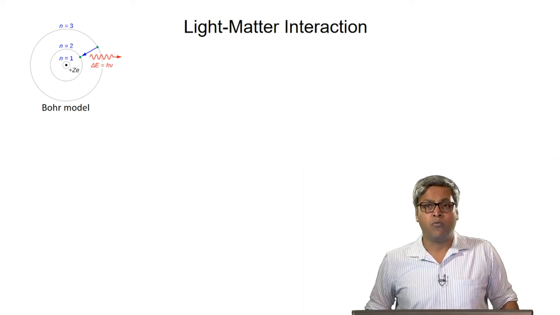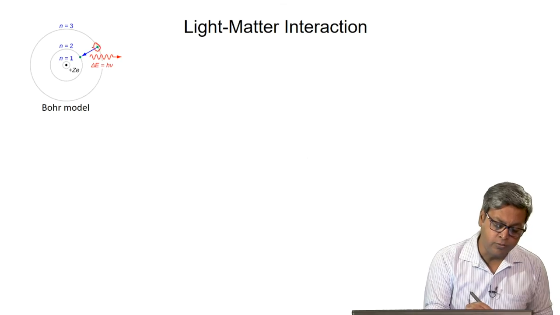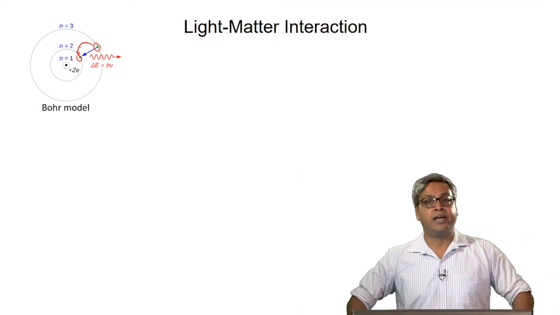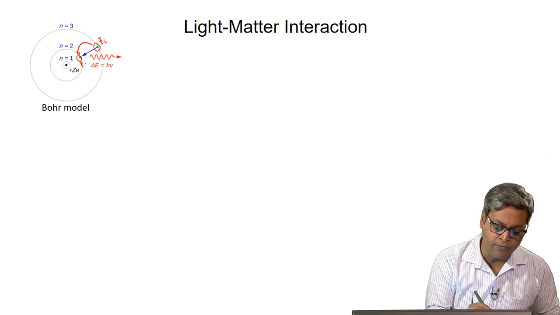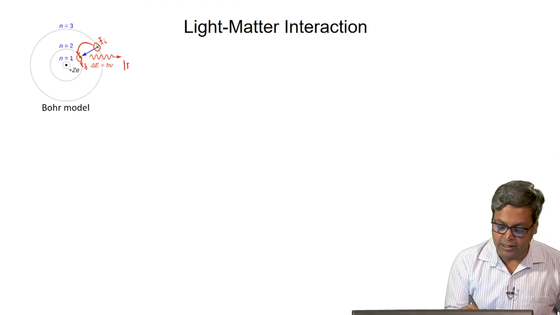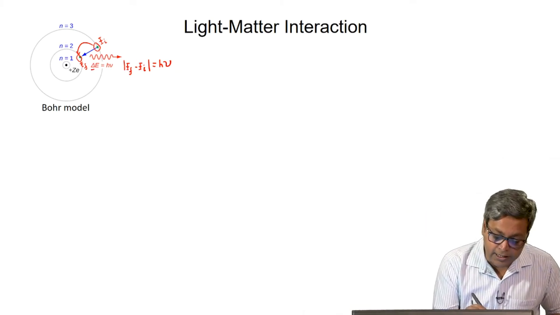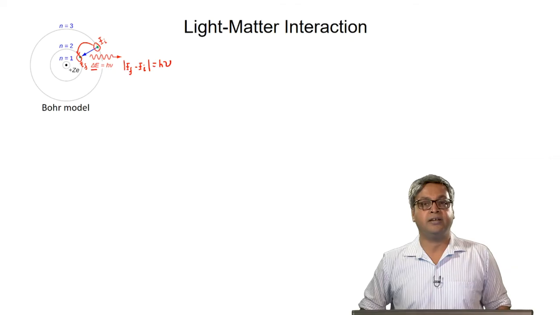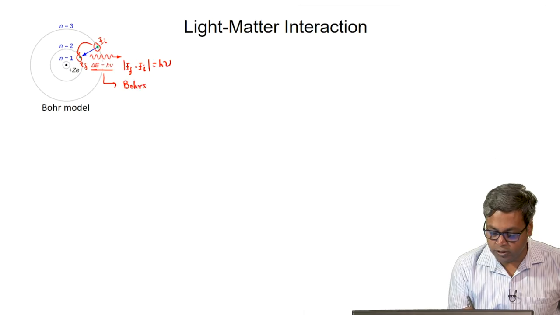Bohr postulated that when light interacts with hydrogen atom, electron jumps from one stationary state to another stationary state. If the energy of the initial stationary state is EI and the energy of the final stationary state is EF, then according to Bohr, the difference in energy, that is EF minus EI, equals h nu. In other words, if delta E is the difference in energy between the initial and final states of the matter, then delta E equals h nu. This is known as Bohr's condition.